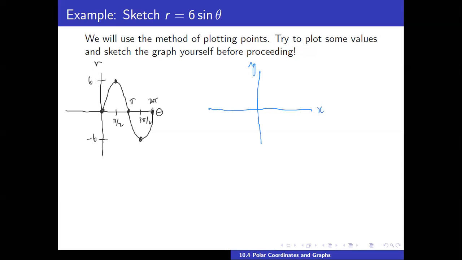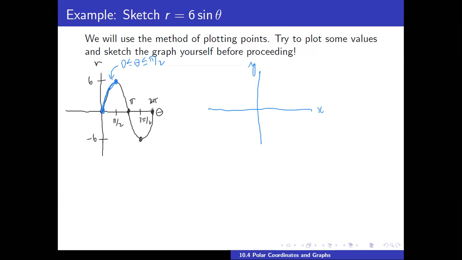So the first thing I want to do is think about what's happening here. As the angle grows from 0 to pi over 2, this blue part that I just highlighted, so this is 0 less than or equal to theta less than or equal to pi over 2, which describes which quadrant am I in if theta is between 0 and pi over 2? The first quadrant. So as the angle grows from 0 to pi over 2, the radius grows from 0 to where? 6.